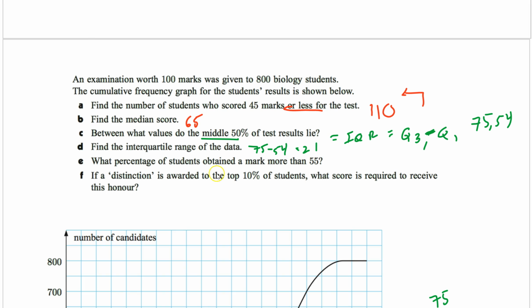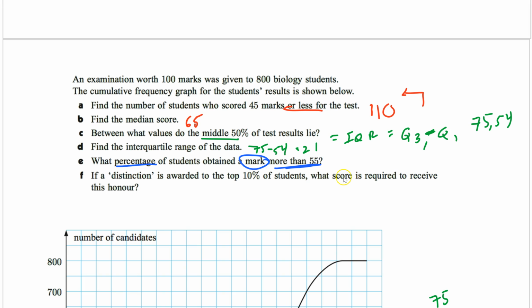Next one, what percentage of students obtain a mark of more than 55? Again, a couple things you want to note. They give you the marks. We're looking at marks first. We're going to go mark up and across. They want more than 55. And again, also notice it says percentage. So once I get my number, it's not the answer. I can divide by the whole thing.